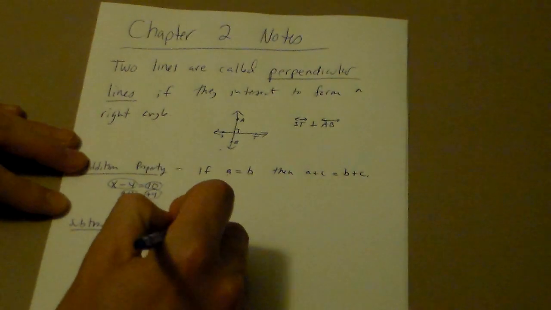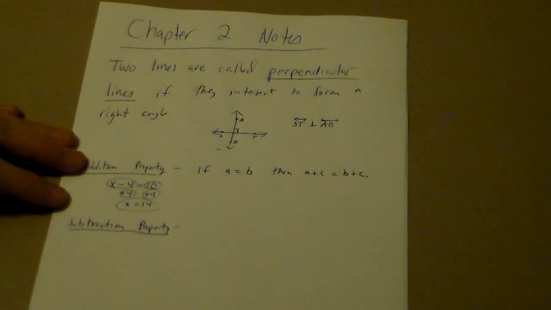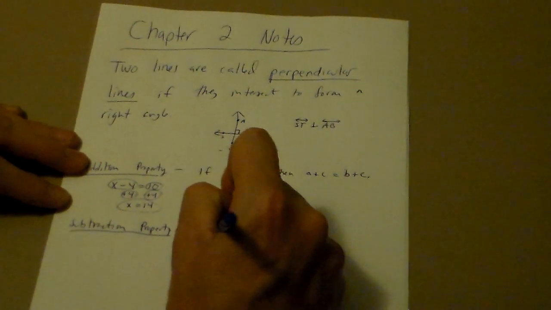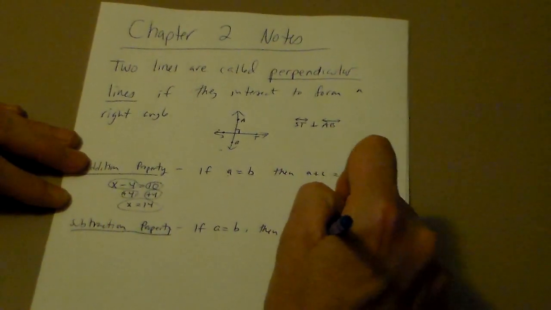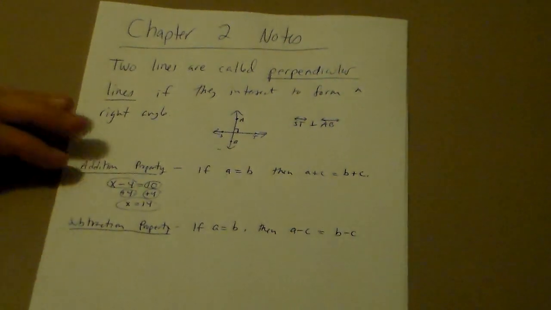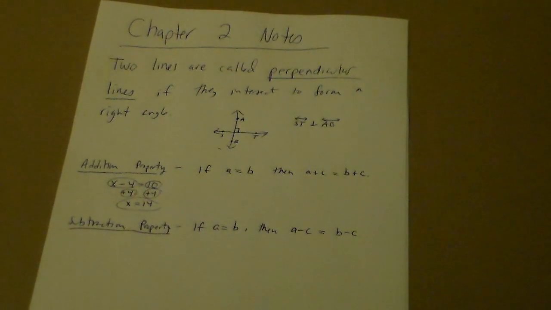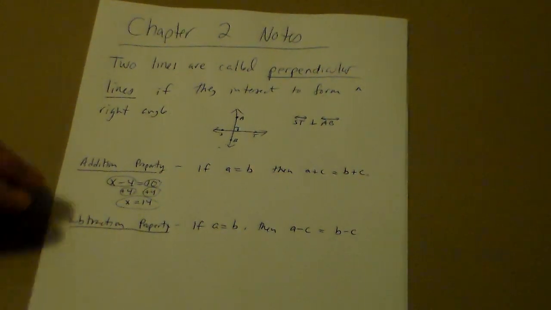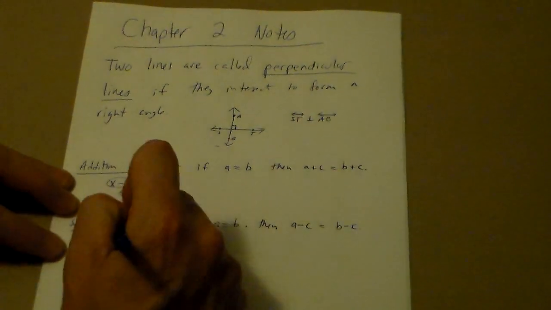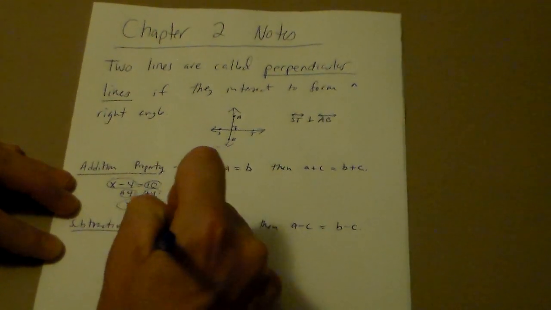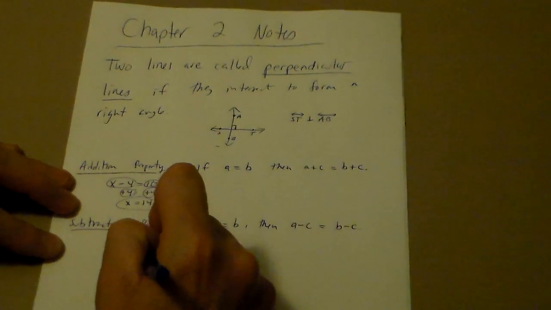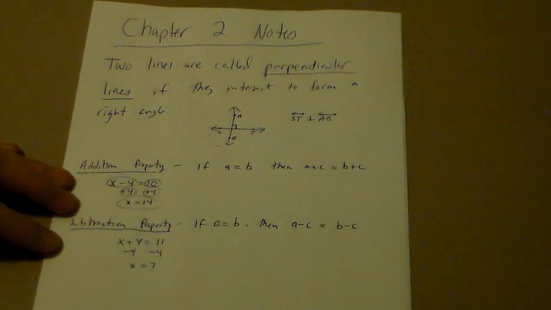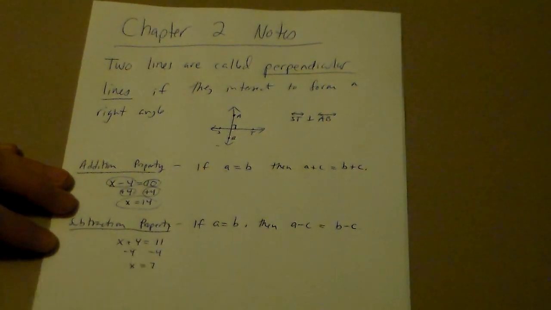Okay? And your subtraction property starts off the same way. If A equals B, then A minus C equals B minus C. So if you start off with two things that are equal, you subtract the same thing from both sides, what you get is still equal. So if I had x plus 4 equals 11, and I said minus 4, x equals 7, if they asked you for a reason for that, that's the subtraction property.